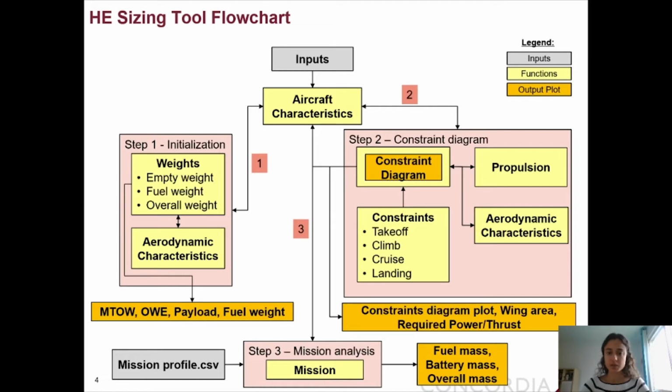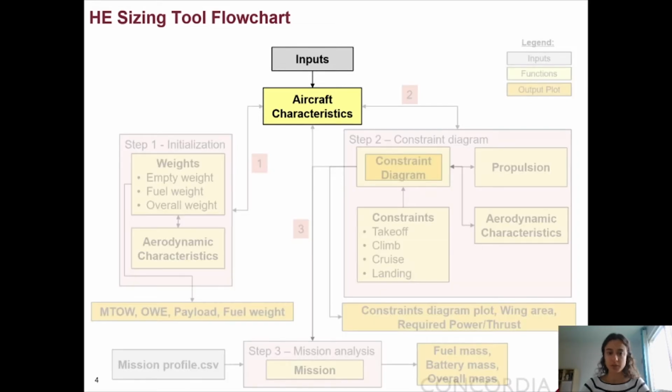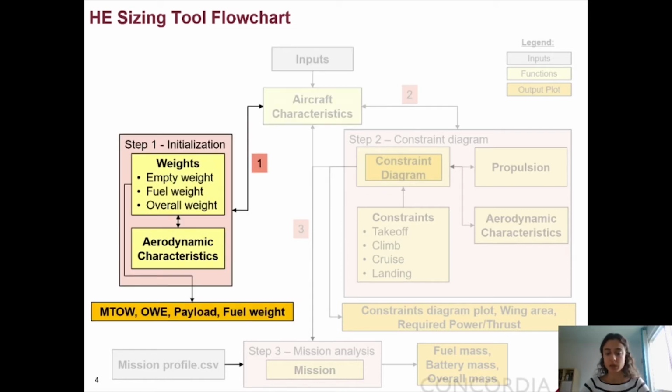The user inputs are considered for the aircraft characteristics. From them, the aerodynamic characteristics are calculated, such as the drag polar and the drag with different flap configurations. In step 1, the empty weight, the fuel weight, and the overall weight are estimated.